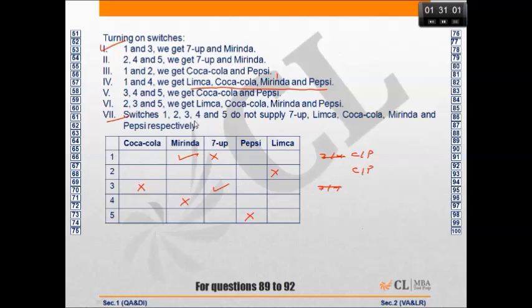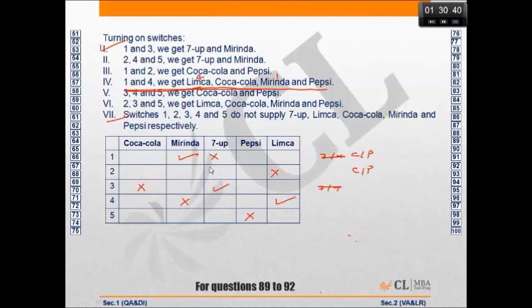So 1 will give me Mirinda. Either Coke or Pepsi will come from 1, that means Limca will come from 4. Limca has to come from 4. That is fine.